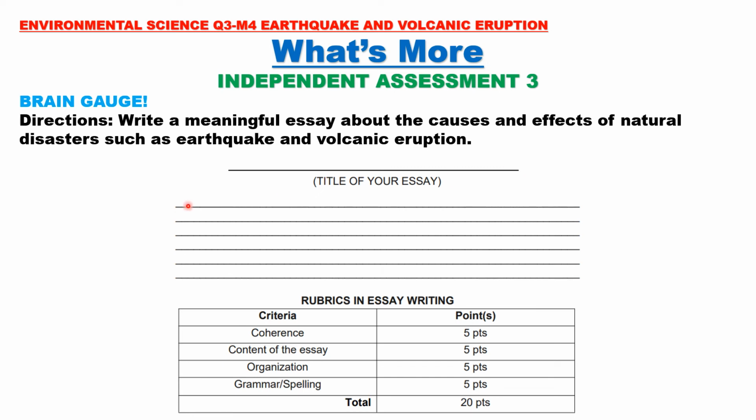Write a very meaningful essay about the topic and you will be graded based on this rubric. Criteria: coherence, 5 points. Content of the essay, 5 points. Organization, 5 points. Grammar and spelling, 5 points, for a total of 20 points.